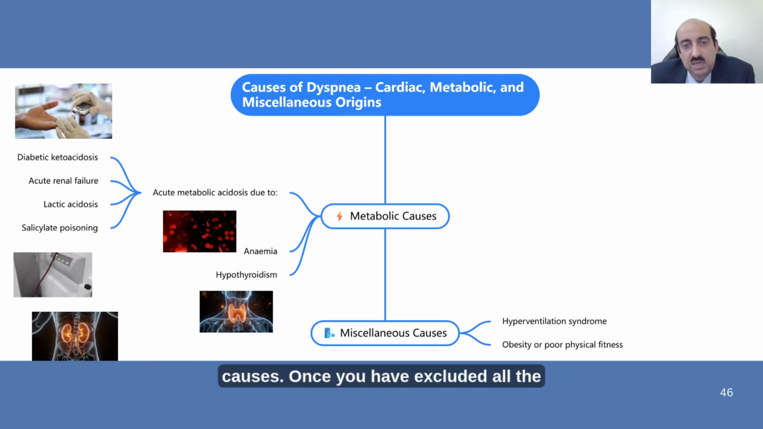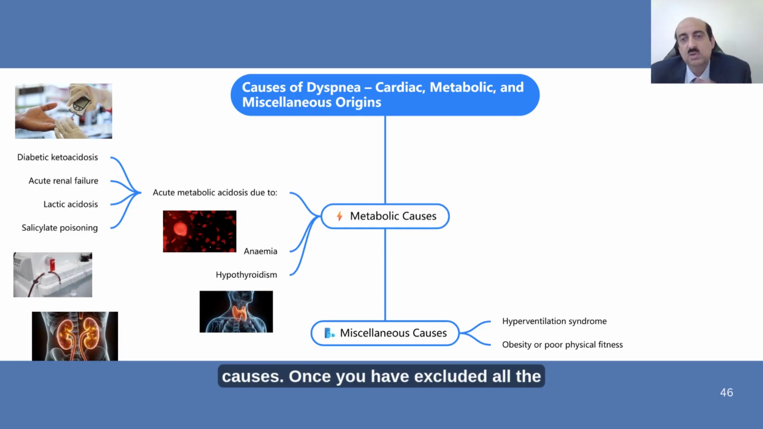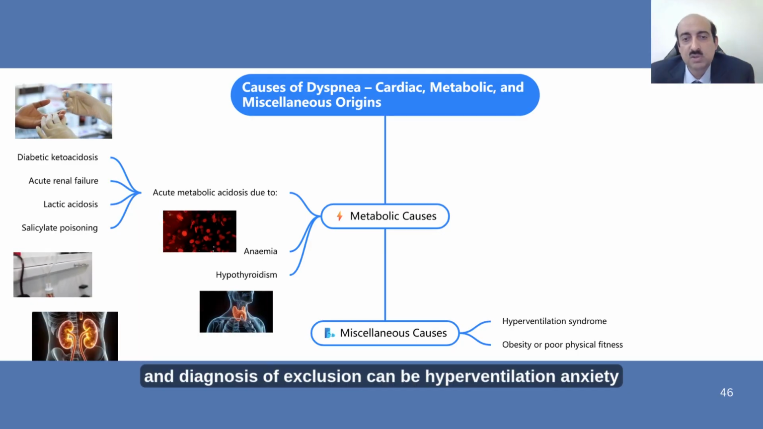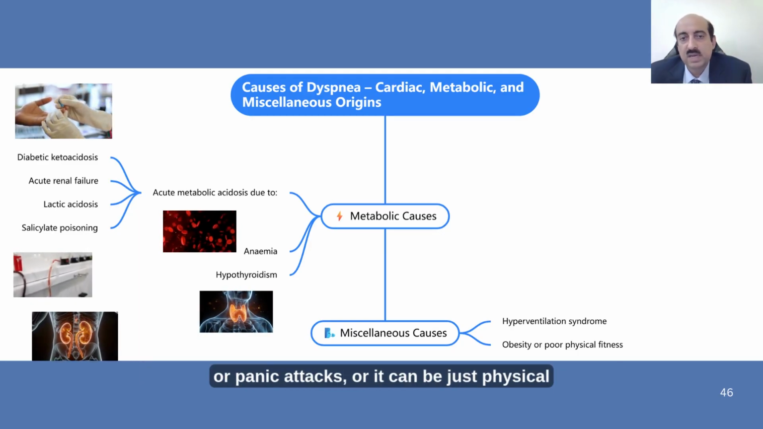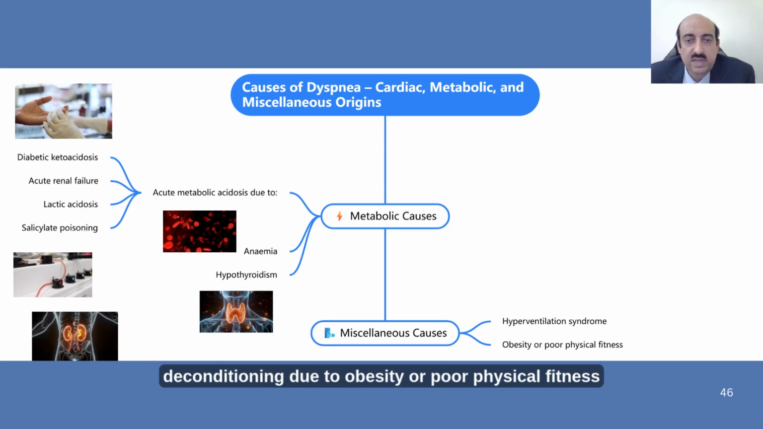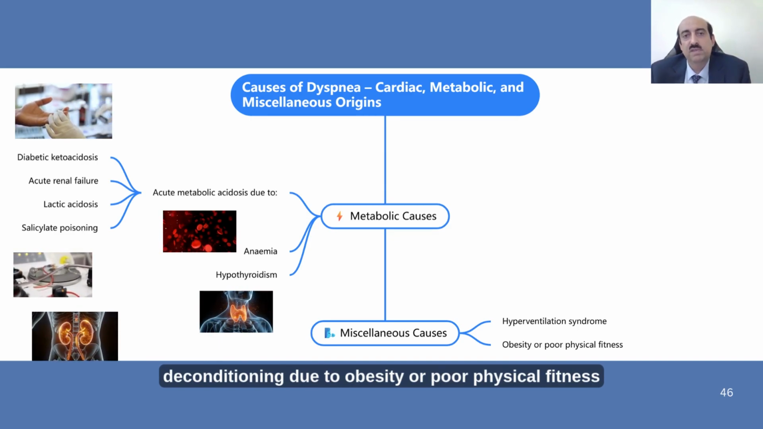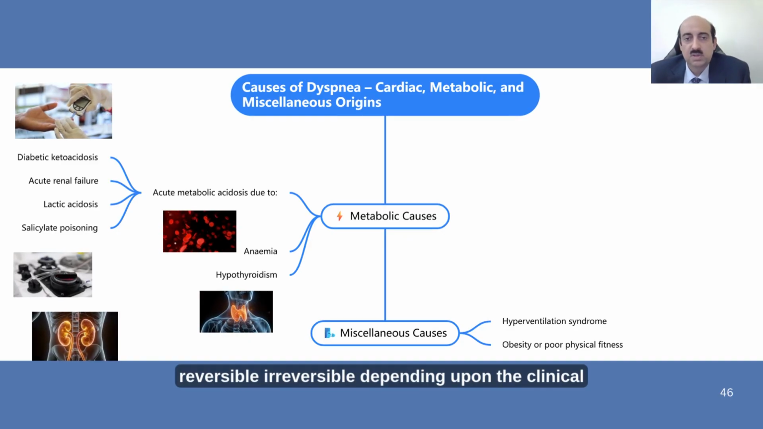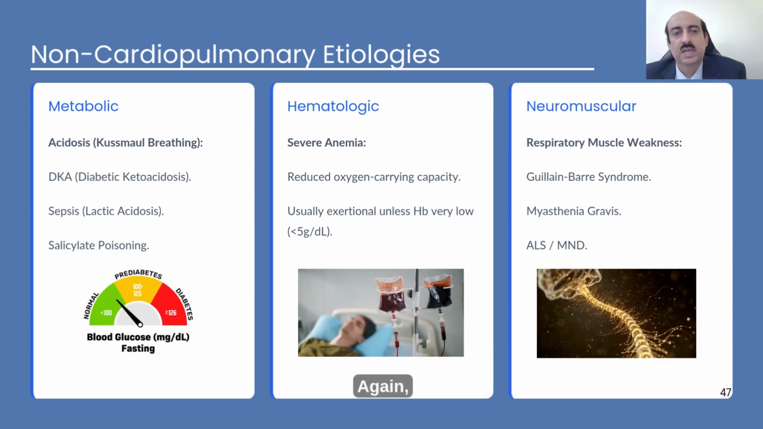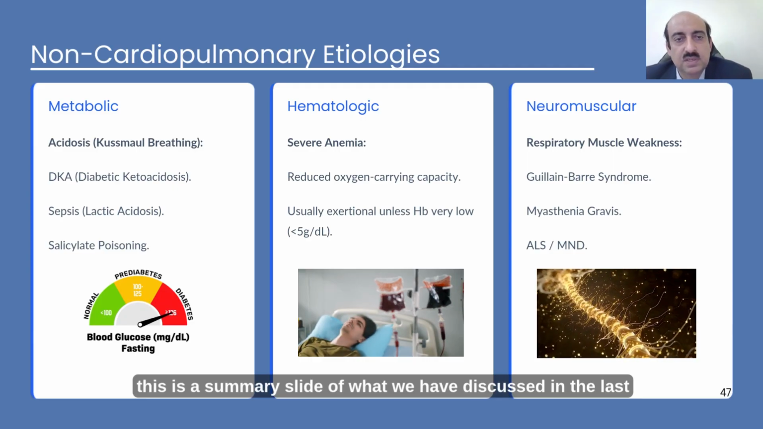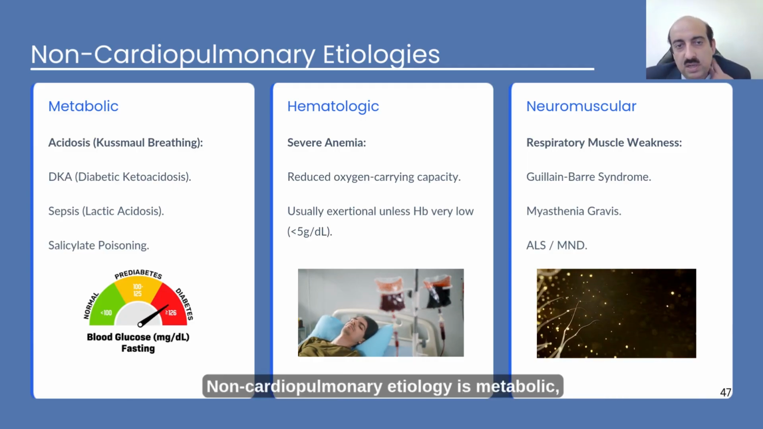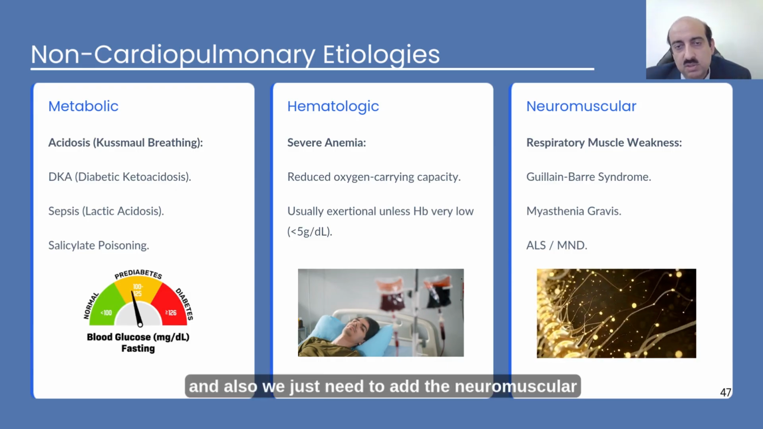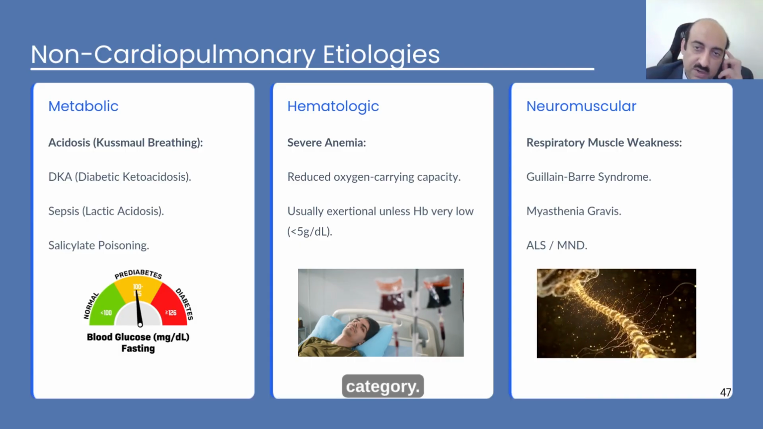In terms of miscellaneous causes, once you have excluded all the organic structural or serious etiologies, then the diagnosis of exclusion can be hyperventilation, anxiety, or panic attacks, or it can be just physical deconditioning due to obesity or poor physical fitness, which can be reversible or irreversible depending upon the clinical situation. So again, this is a summary slide of what we have discussed in the last flow chart. Non-cardiopulmonary etiologies: metabolic, hematological, and we also just need to add the neuromuscular category.